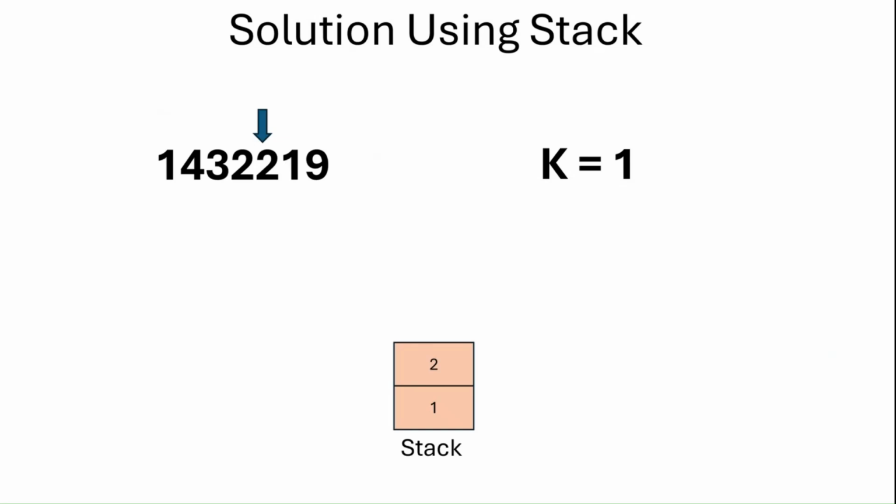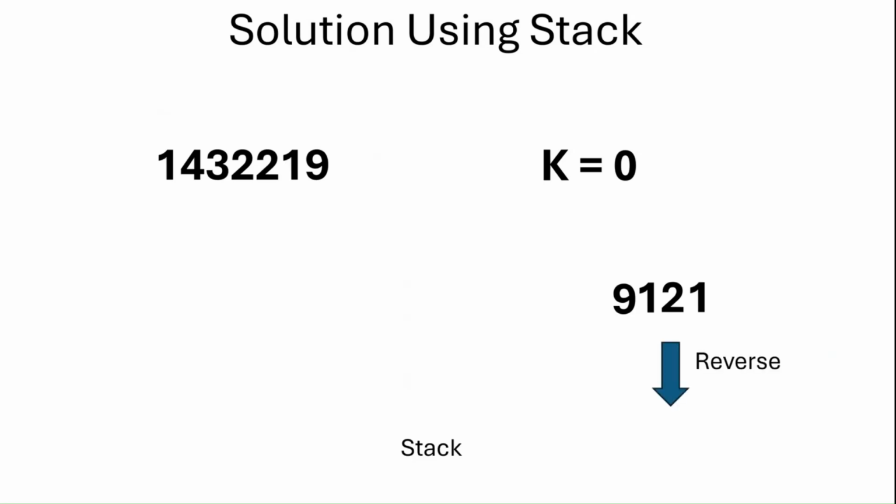Let's go to the next digit. It is not less than the previously visited digit. So push it to the stack. Now we visited 1. 1 is definitely less than 2. So we can remove the 2 and put 1 in place of 2. Now k became 0. So the next digit is 9. Push it to the stack. And now we completed the parsing of our input string. Now we know that from the stack we can remove the last digit first. So 9, 1, 2, 1. And we need to reverse it to get the output 1, 2, 1, 9.